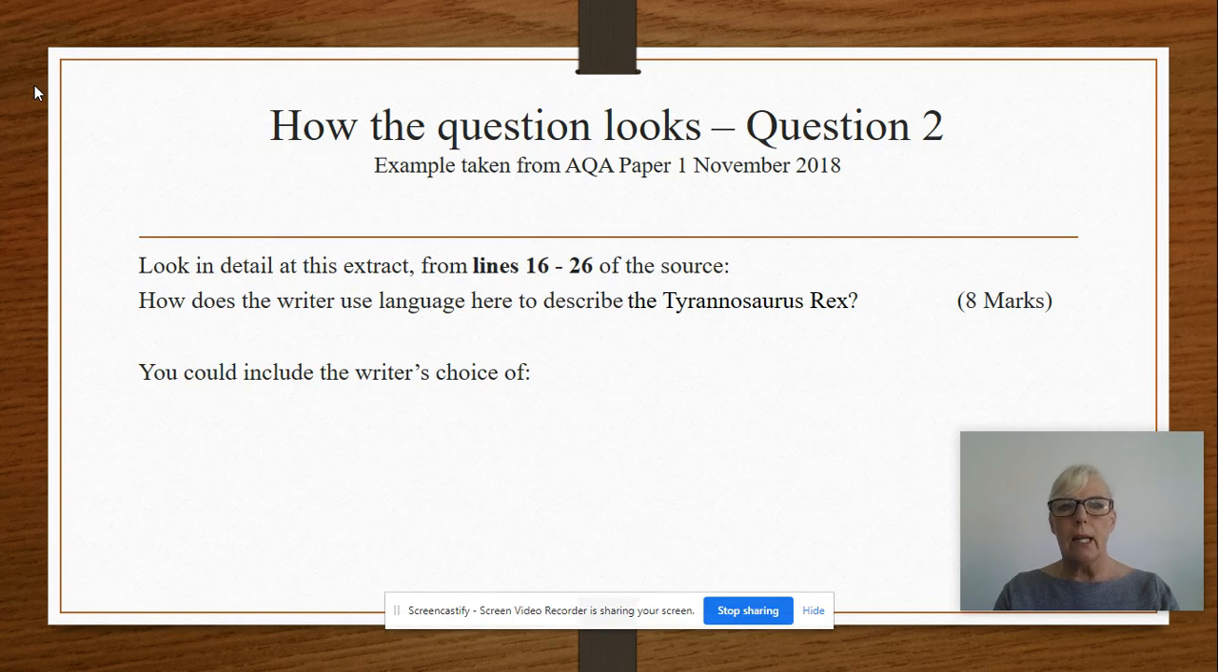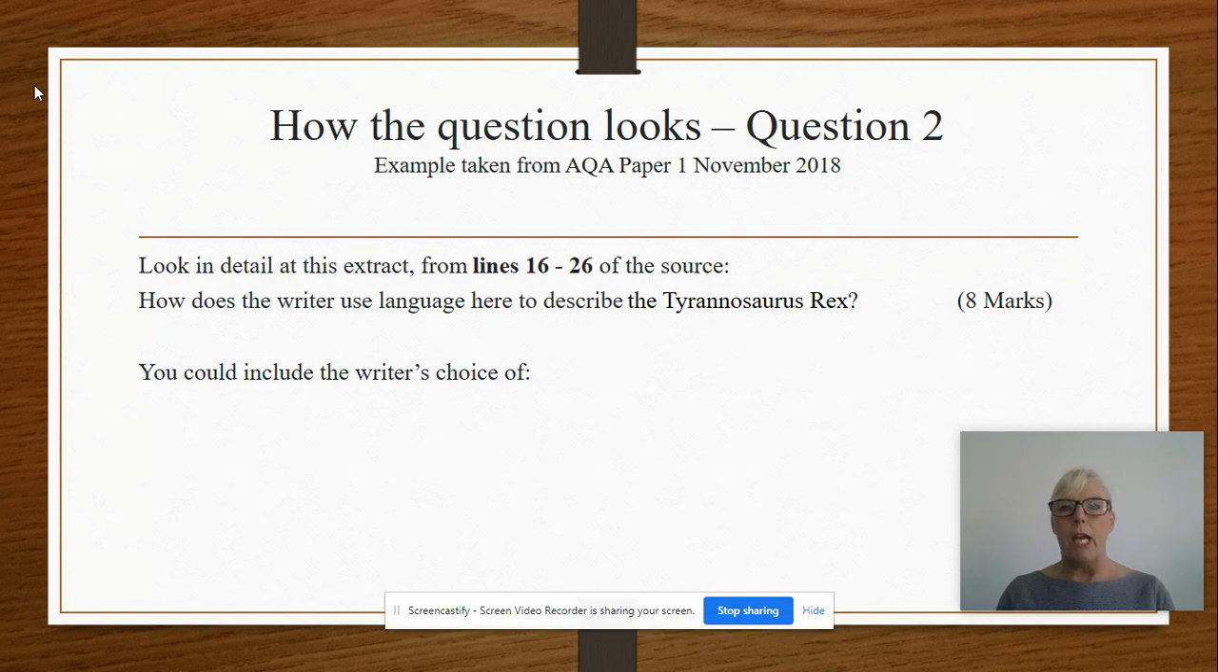It says look in detail at this extract, and it will give you the line numbers from line 16 to 26 of the source. So if we remember that Paper 1, you don't need to go to the main source to box off the section, because when you're given your question paper, the section is actually boxed off for you. Please make sure that you use the boxed off section on your question paper and you don't go to the source, because it's very easy to start reading outside of the lines that you've been directed to and then end up losing marks.